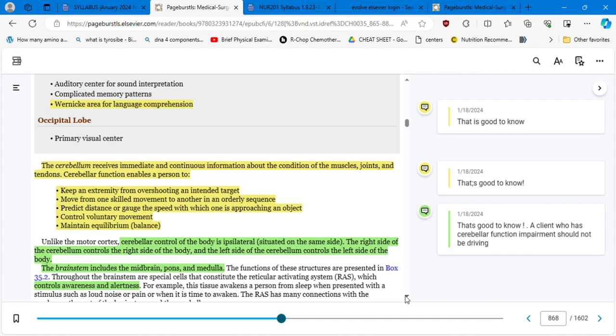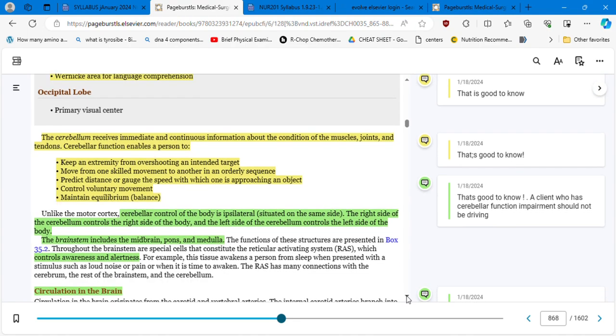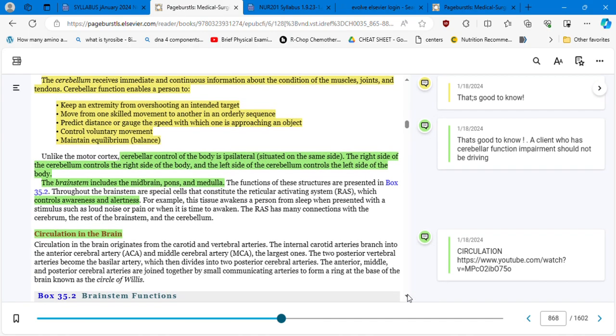That's the cerebellum, okay? The cerebellar control of the body is ipsilateral, situated on the same side. The right side of the cerebellum controls the right side of the body, and the left side of the cerebellum controls the left side of the body. So here is another that's good to know about the cerebellum. A client who has cerebellar function impairment should not be driving, for example, right? And that's another good to know, critical thinking.